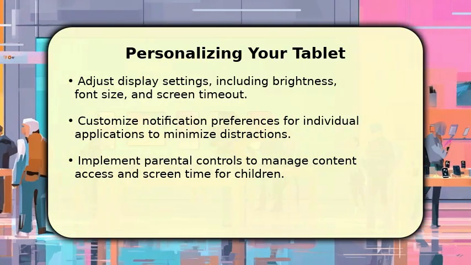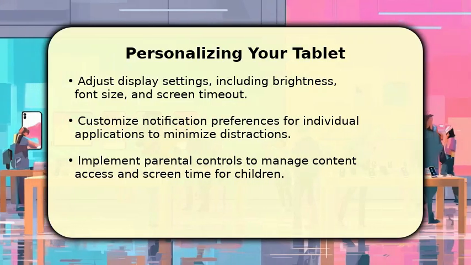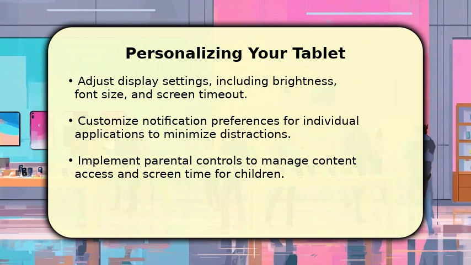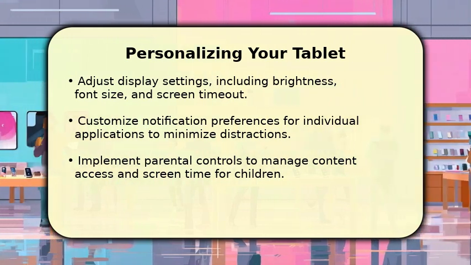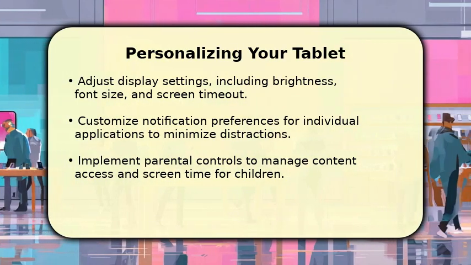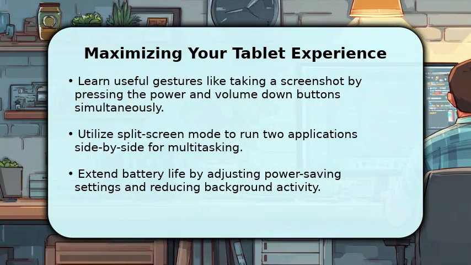For families, robust parental controls allow you to set screen time limits and filter content, providing a safe environment for younger users. Additionally, explore accessibility options, such as text-to-speech, to tailor the experience to your specific needs. To get the most out of your Amazon tablet, master a few key features.